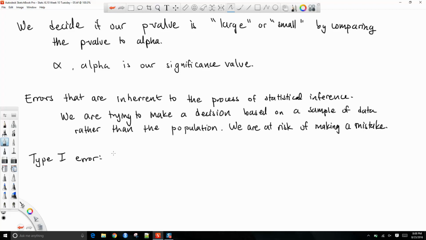When statisticians were coming up with these errors that could be made, they didn't have names for them, and so they called them type 1 error and type 2 error, and those names have stuck around. As time has gone on, we've come up with better names. So the type 1 error is also known as the false positive.